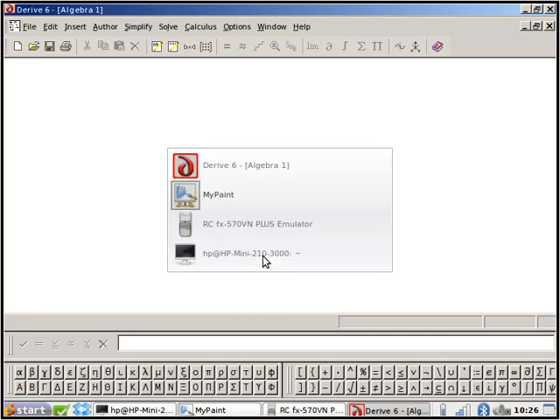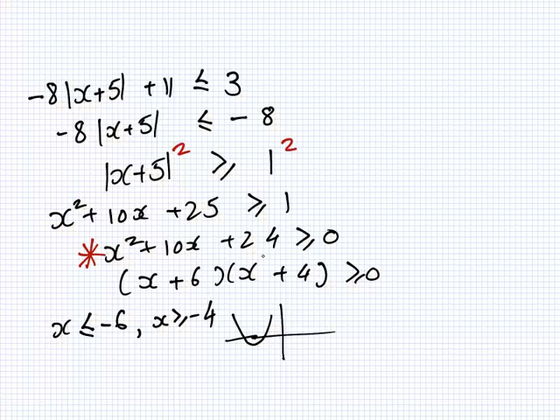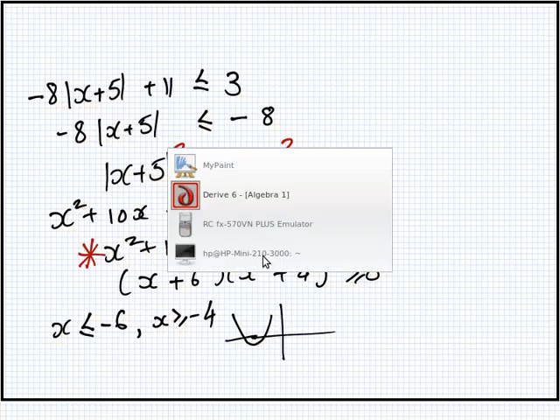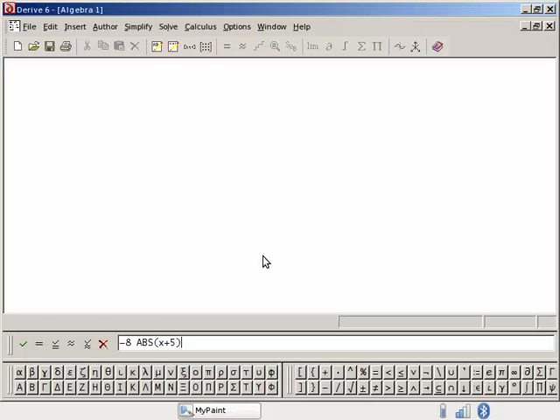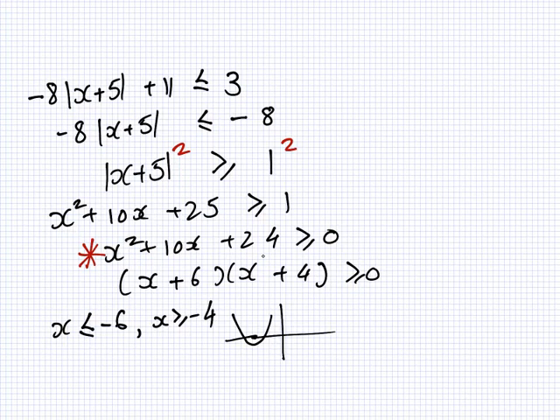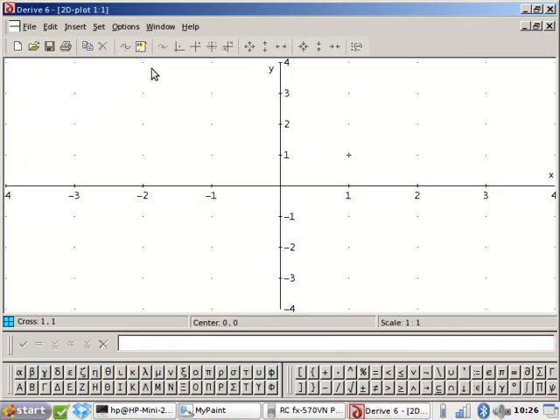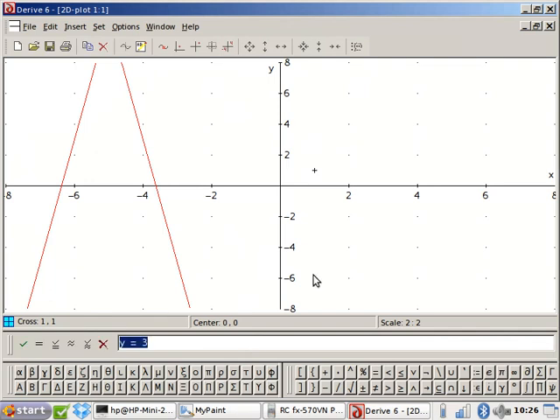There we go. Okay, so let's see what we have. Minus 8 modulus x plus 5 plus 11 less than or equal to 3. So what I'll do is I'll graph this, zoom out. Now let me just add in the line 3. What's that? y equals 3, isn't it? There. So less than or equal to 3 happens here and here.